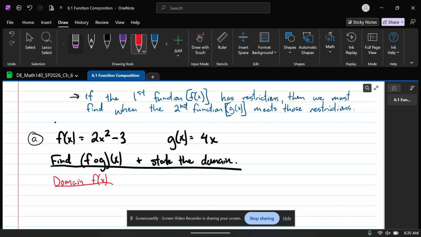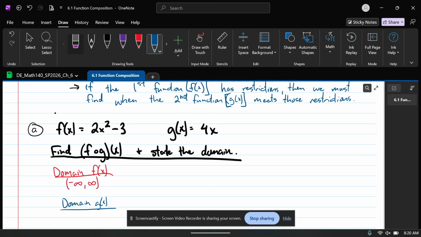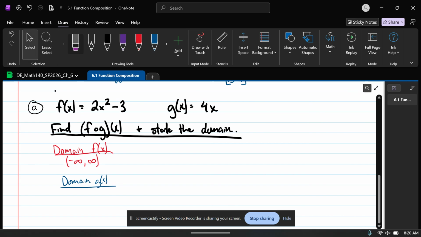So looking at f of x, are there any red flags in f of x? No. So what is the domain? All real numbers. So negative infinity to positive infinity. Then I'm going to get the domain of g of x. Are there any restrictions on g of x? No red flags. No x in a square root, no x in a denominator. So that is all real numbers. So negative infinity to positive infinity.